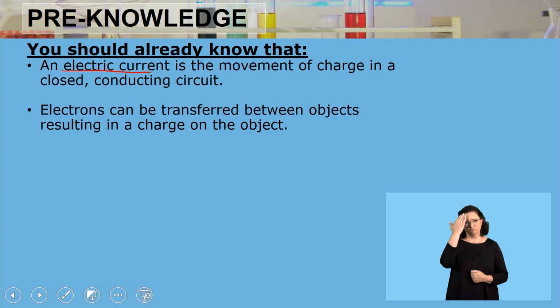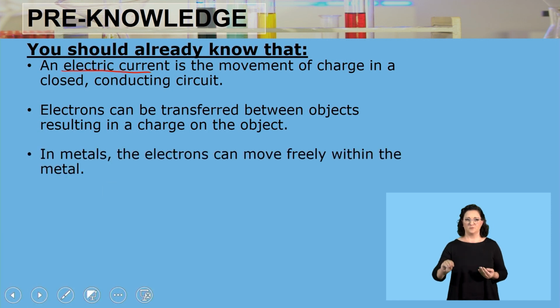Also, we know that electrons can be transferred between objects, resulting in a charge on an object. Once electrons are transferred from one object to the next, there's going to be a charge on those two objects, the one that transferred an electron and the one that received an electron. The one that transferred will now have more protons than electrons, which means its charge is going to be positive. But the one that receives the electrons will now have more electrons than protons, so it is going to be negatively charged.